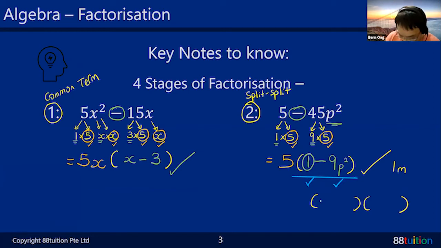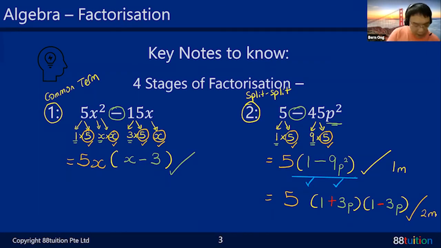The only possibility is 1 times 1. Next one, ask yourself, what times what give you a 9? The what and the what must be of the same number. So 3 times 3 gives you a 9. What times what give you a p squared? The what and what must be of the same alphabet. So the only possibility is p times p. Put a plus followed by a minus, like that. And the 5 is still in front. Just put it down. The 5 is still here. And this is a final answer, 2 marks for this.